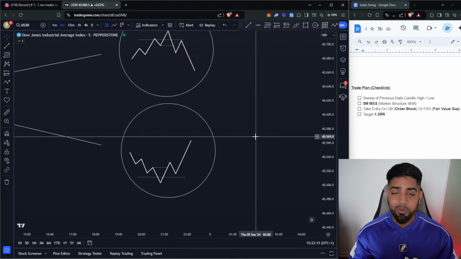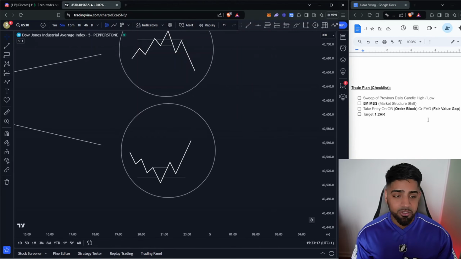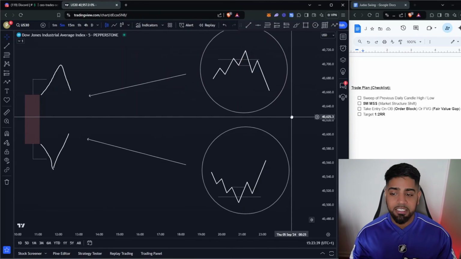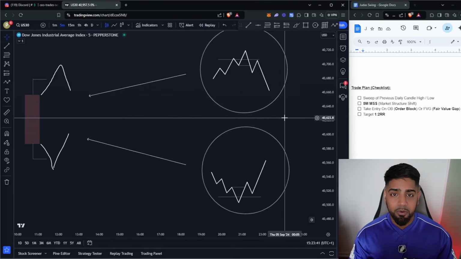Once we've done that, we're then simply going to take our entry at the order block or the fair value gap that caused the market structure shift. And last but not least, we're going to make sure that we target a 1 to 2 risk to reward, and that's it. That is our 4 steps for this simple ICT strategy. So now that you guys have seen this example and this diagram right here, let's actually jump onto the charts so that we can get a real life example.